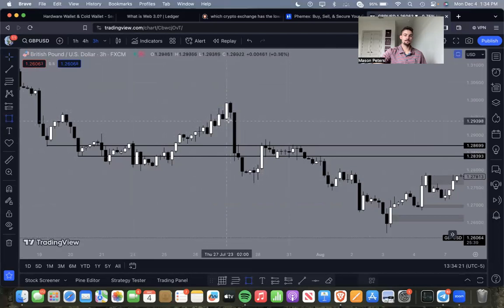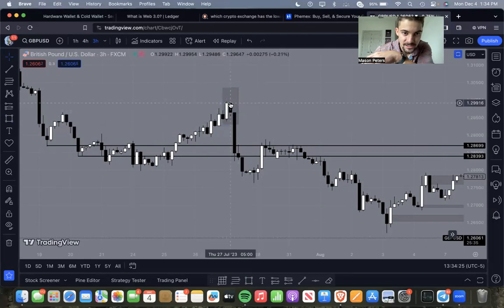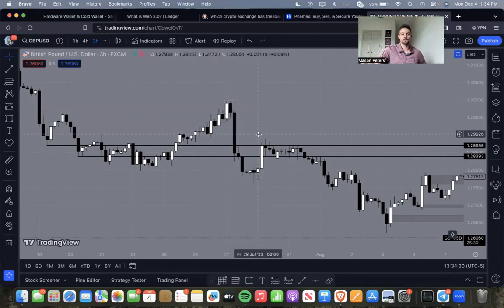This is not an order block. This is not an order block. See that? See how it's a bullish candle and then it's a small bearish candle? That is not an order block. That is not an order block.